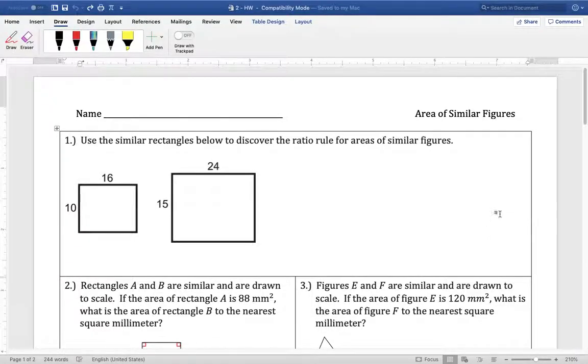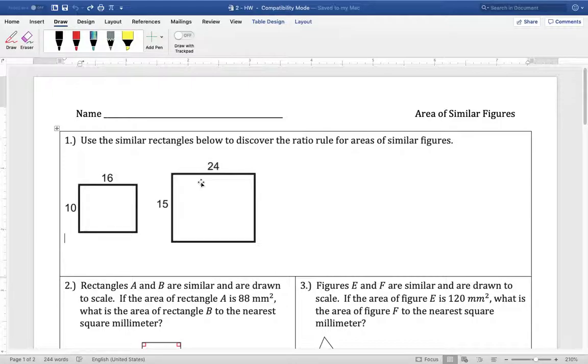Have similar figures notes here. And as you remember in the first video, we looked at the ratio rule for similar rectangles, similar figures. And we discovered that the ratio of the areas is the square of the ratio of either the sides, common sides, corresponding sides, or the perimeters.